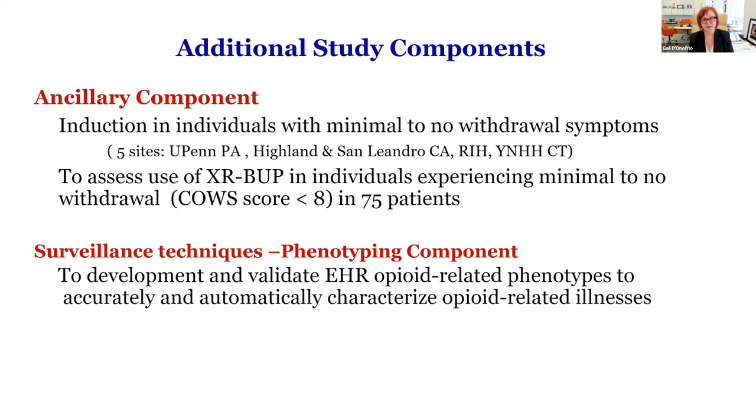We're also looking at using the injection at very low COWS scores, and we just finished the first 75 patients, which is what we wanted. We were able to do that in patients with COWS scores 4 to 7, for sure. We were able to do it quite safely. We just don't have enough yet in the lower scores, where you're really not withdrawing at all. And we're looking at surveillance types of how to look at phenotyping, so your EHR can spit out the numbers for you.